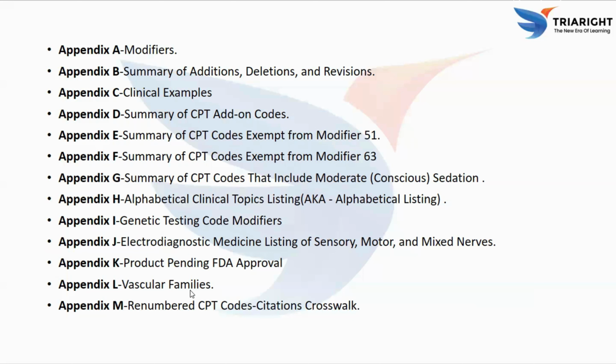Appendix K, products pending FDA approval. So temporary codes for products which are not yet FDA approved are listed under Appendix K. So these are used mainly for tracking as well as reporting.